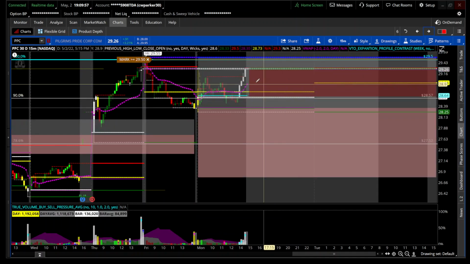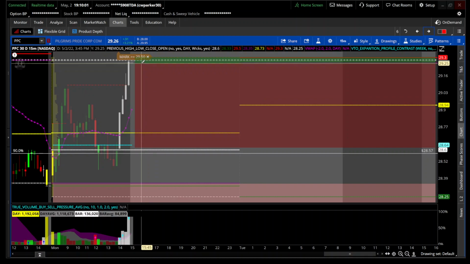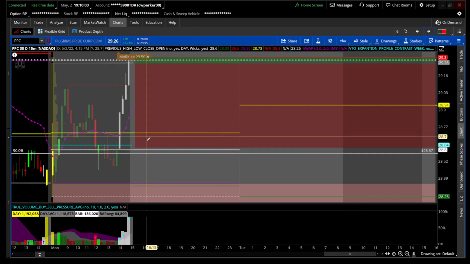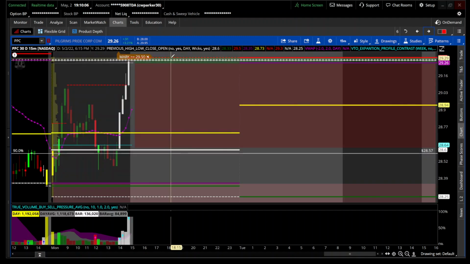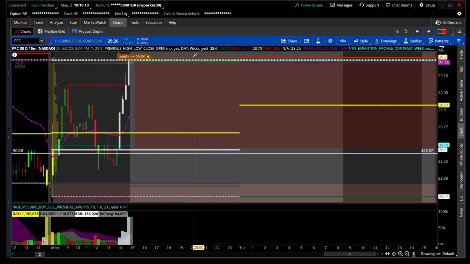This is the current day, and its point of control is here for the current week, while its value area high is down here, and its value area low is down here, and value area high is up here.